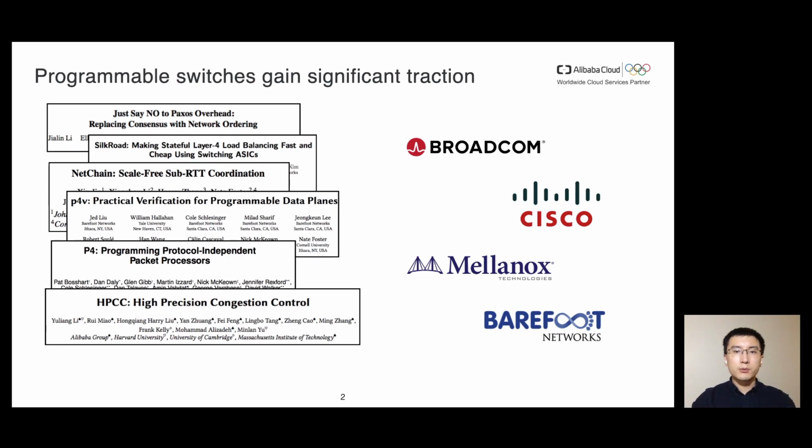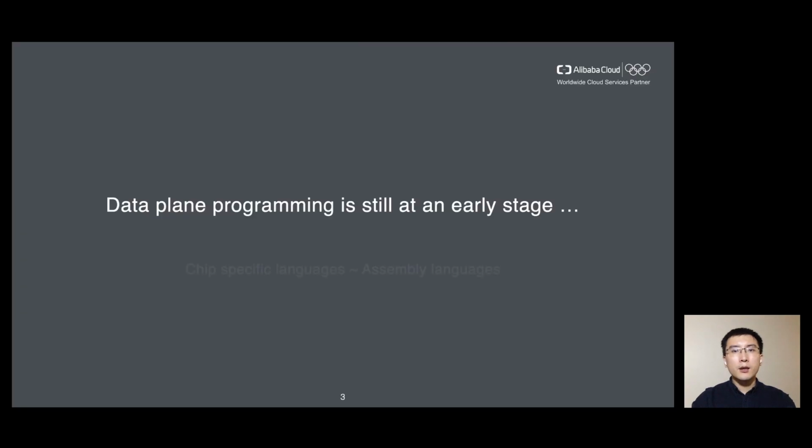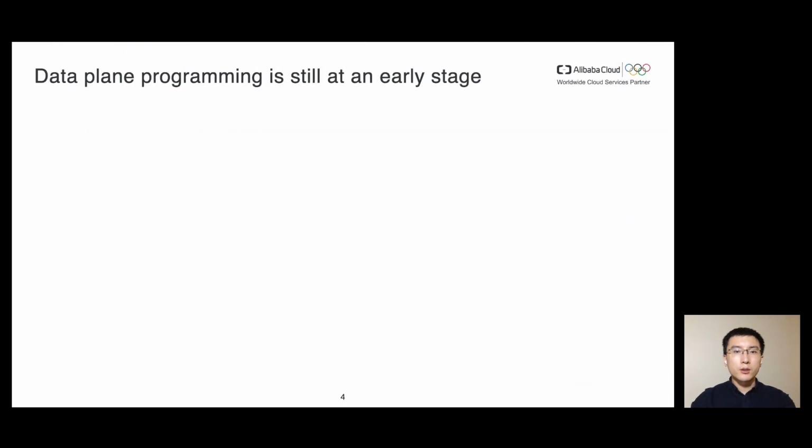However, despite the bloom of programmable network devices and languages, we found that the foundation of network programming on the data plane is still at an early stage. Just like the era when programmers coded software on CPUs using assembly language, network programmers are still using chip-specific languages and manually taking care of numerous details with hardware features, capacities, and network environments. In general, there are three problems when programming the data plane.